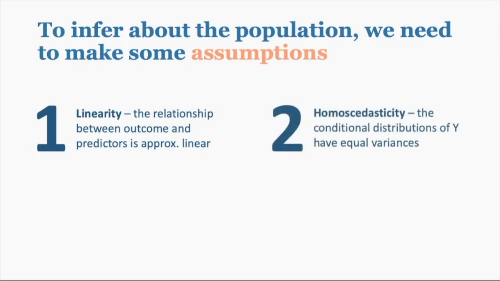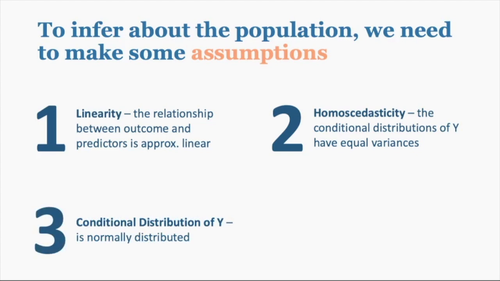The second one is homoscedasticity. This is where the conditional distributions of y have equal variances. Now, if that didn't make a ton of sense, that's okay. I'm going to try to really hit this one clearly for you in just a moment. But the idea is that the dots around the best fitting line have roughly the same variance across the whole line. And I'll show what I mean by that in just a moment.